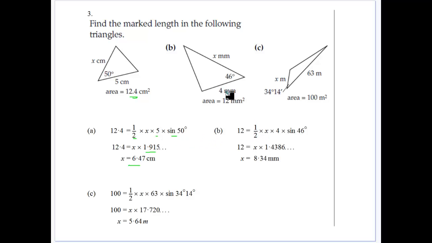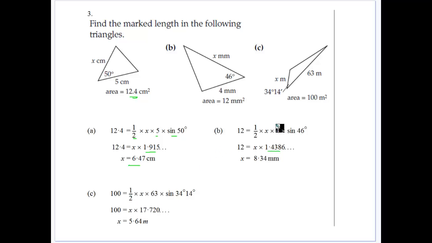So we've got the 4 and x, with 12 millimeters squared. Again, applying our formula, calculating half times 4 times sine 46 gives us 1.4386 and keeps going. Divide 12 by that, and we get 8.34.